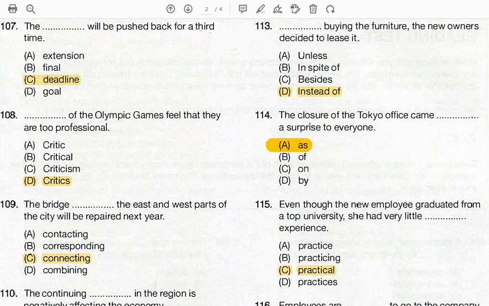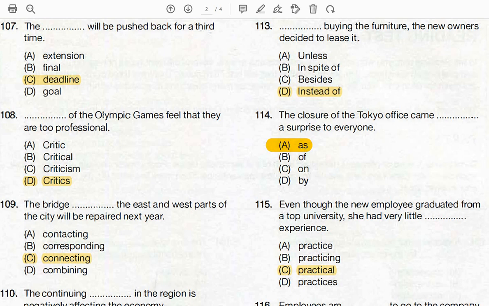Let's go further. Critics of the Olympic Games feel that they are too professional. So, critics here, the plural noun, is the subject of the sentence. A. Critic, singular, doesn't match the third person verb feel. B. Critical is an adjective and a noun is required here. And C. Criticism is also a noun, but criticism cannot feel.